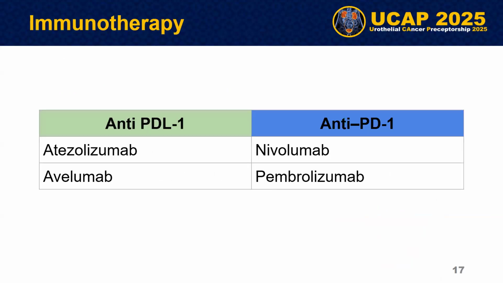Okay, next we will move into immunotherapy. If you can remember, one of the hallmarks of cancer is actually avoiding immune destruction. And the common agents used here are anti-PD-L1, atezolizumab, avelumab, or anti-PD-1s, nivolumab, or pembrolizumab.